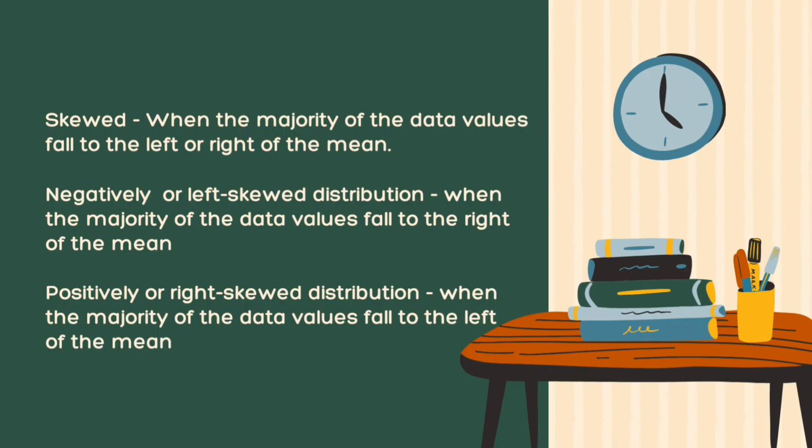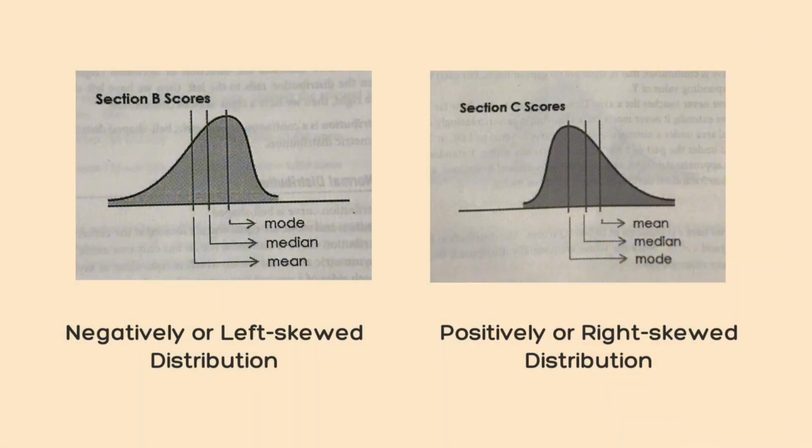While a normal distribution is symmetric, data can sometimes exhibit skewness. Skewness, or skewed, is when the majority of the data values fall to the left or right of the mean. And it is classified into two. We have the negatively or left skewed distribution and the positively or right skewed distribution.